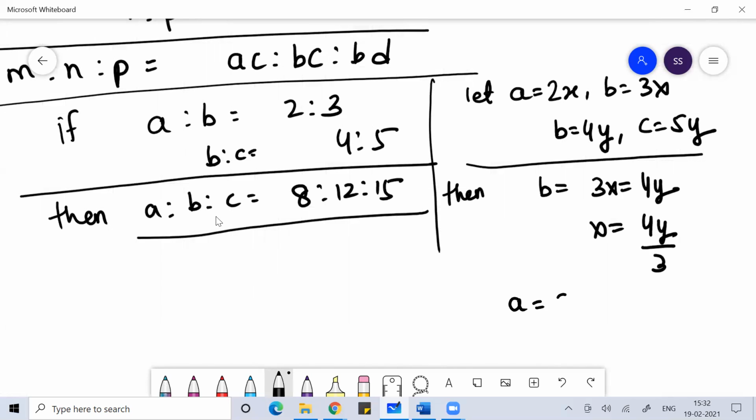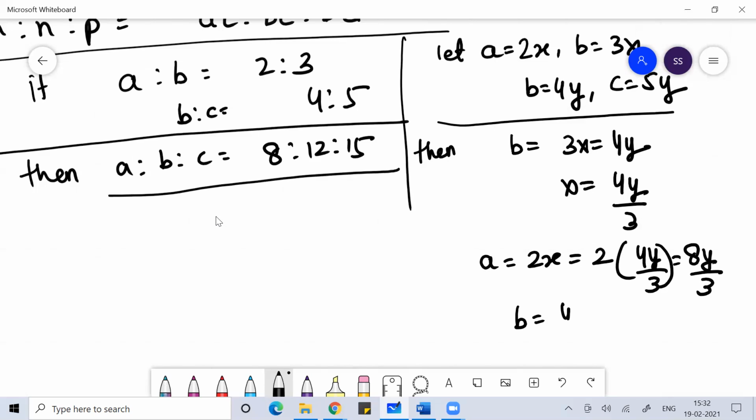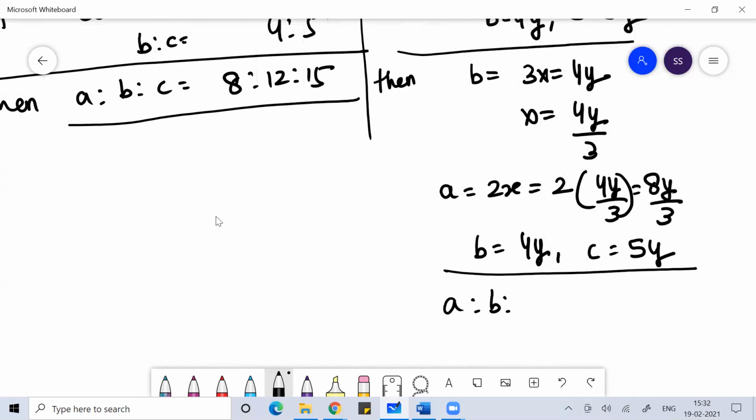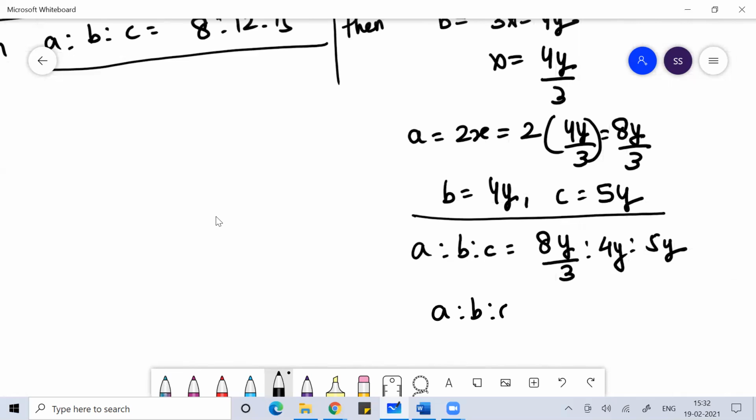So the value of A, which is equal to 2x, will be 2 into 4y by 3. If I write everything in terms of y, A would be 8y by 3, B will be 4y, and C will be 5y. So A is to B is to C is 8y by 3, 4y, and 5y. You can cancel y. If you take LCM, it is 8 is to 12 is to 15. You get the same answer.